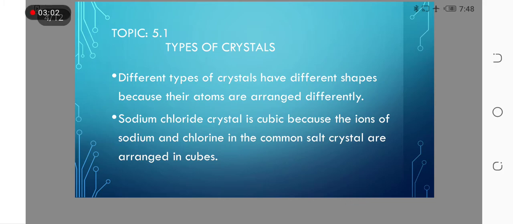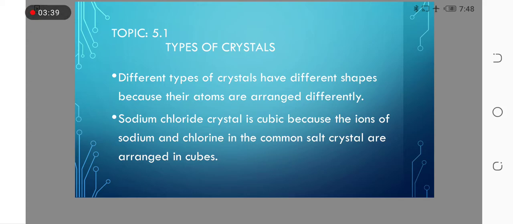Now come towards types of crystals. There are different types of crystals depending on different shapes, because atoms are arranged in different manners. That is why crystals can be of different types, but their type can only be identified by using different shapes. Now I am going to give you a real life example of a crystal, that is sodium chloride, which is known as common salt.